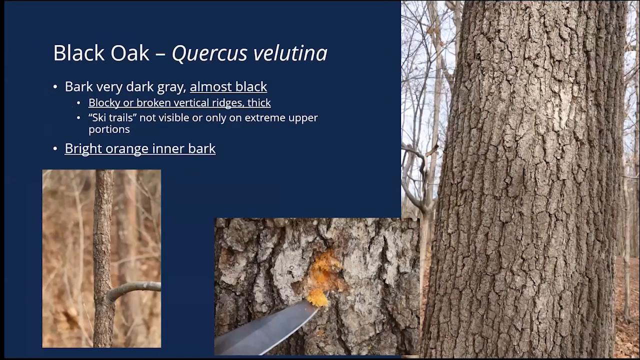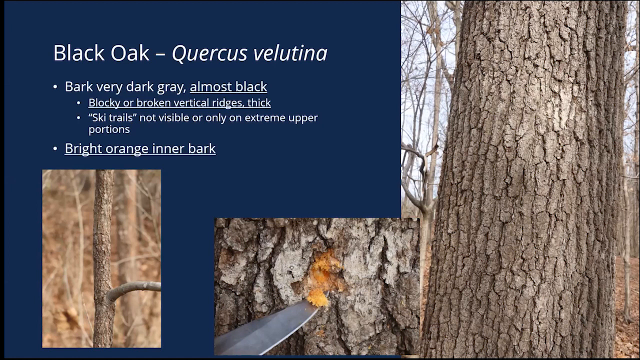Now, black oak bark is really where you're going to separate it from northern red oak. Black oak bark is very, very dark, and hence the name. It's almost black in color. And its ridges are not these long, flat ridges. Its bark tends to be much thicker than northern red oak. You don't really have those ski trails, and if they are there, they're only at the top part of the tree. But usually you have these broken, blocky ridges that are fairly thick in thickness, so they really stand out that way.